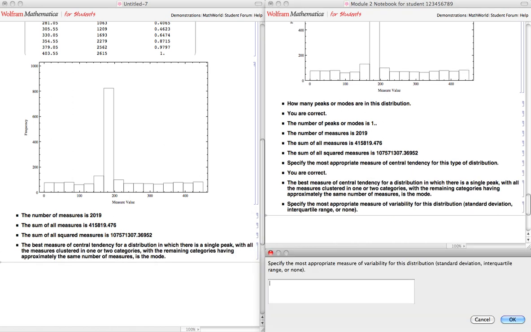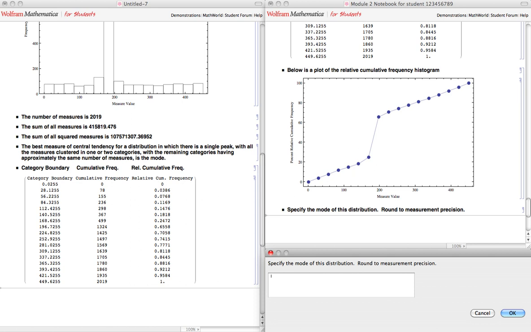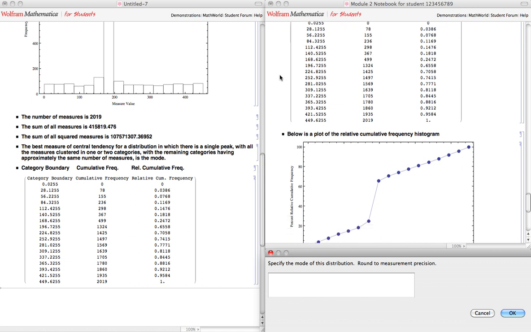Okay, specify the most appropriate measure of variability for this distribution. In this case, there is really no appropriate measure of variability, because the distribution is relatively flat, again aside from the mode, and you wouldn't really get a good idea of what the variability is based on the interquartile range or the standard deviation. Okay, so the program now has constructed a frequency histogram.